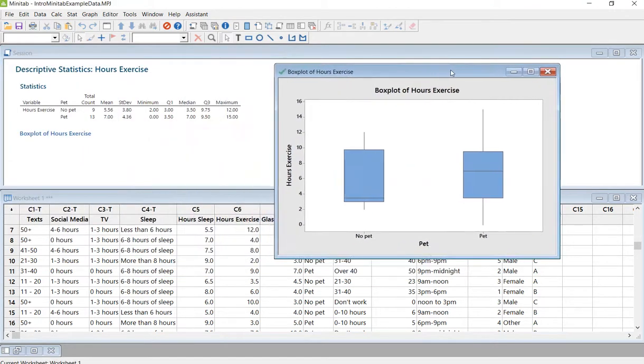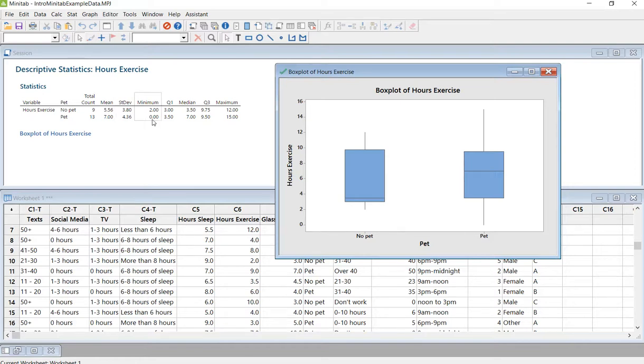All right, so what we see, first of all, is the descriptive statistics. So it's broken apart, so the hours exercise is broken apart by people who have a pet, that's the pet one, that's 13, versus don't have a pet. So what does this show? Well, people who have a pet, on average, exercised for 7 hours versus people who didn't have a pet, who only exercised 5.56 hours on average per week. Yet, look over here at their standard deviation, and it does look like your spread, so how much variability was in your data, is higher for the pet owners versus the not pet owners.